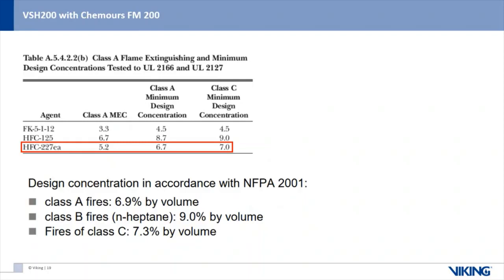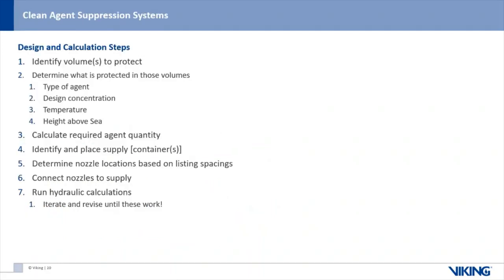So that's 7.3 versus 7.0 in NFPA 2001. So you have to be careful to look at the manufacturer's manual to make sure that the design is proper. It's correct. So going to the next slide, we're going to wrap this up so I can turn this over to Brendan to show you the Revit design.